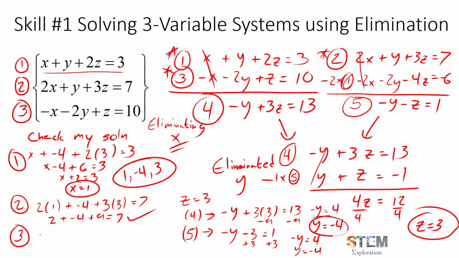Let's plug it into 3. So -1 minus 2 times -4 plus 3 equals 10. All right, -1 plus 8, because two negatives make a positive, plus 3. All right, 11 minus 1 is equal to 10. So all three of those solutions work. And so with that, you can clearly see that 1, 4, -4, 3 is the ordered triple for this given solution.